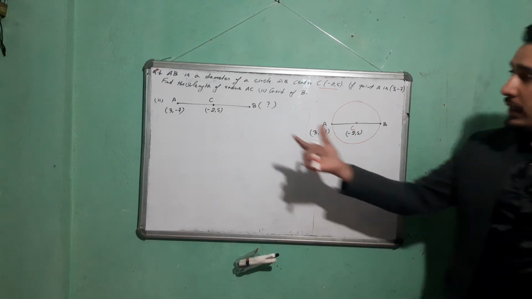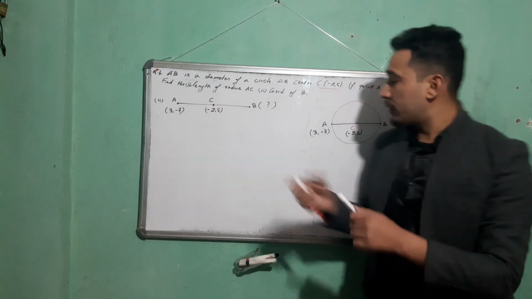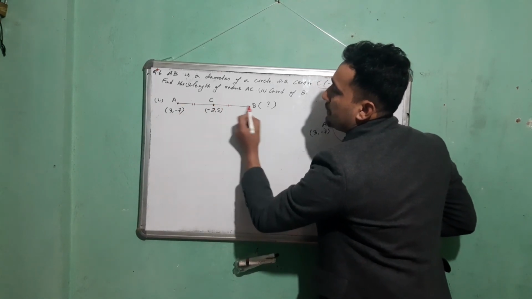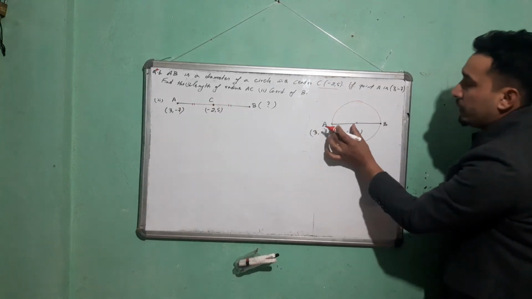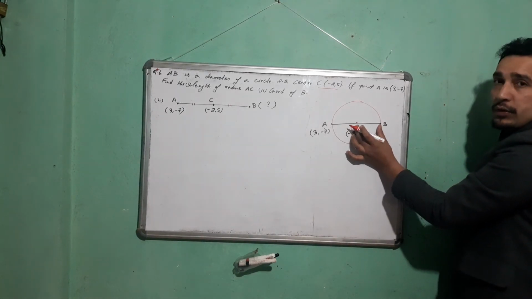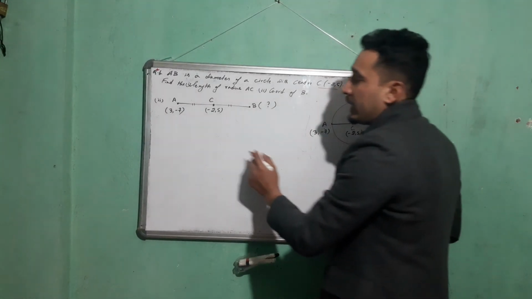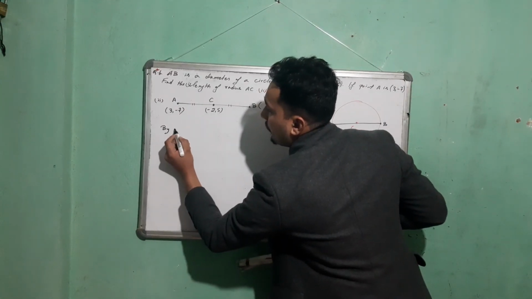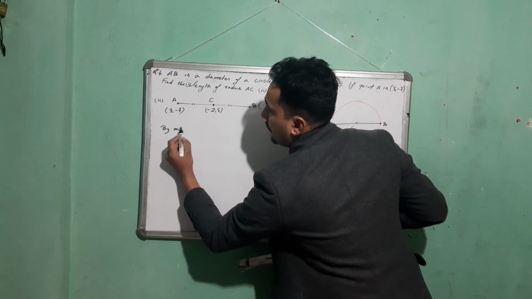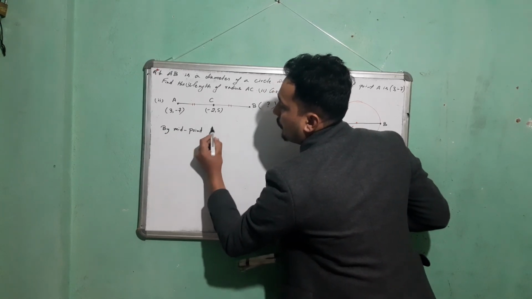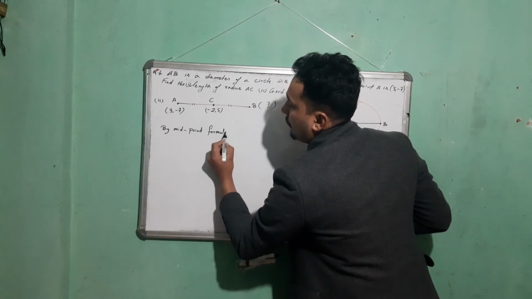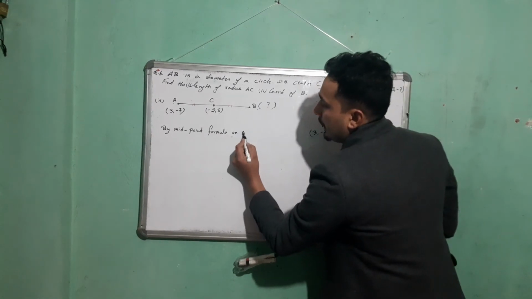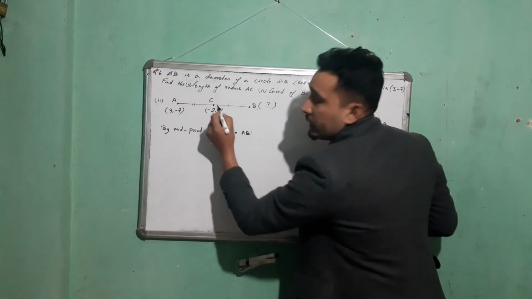For this you can use the midpoint formula. C is the center of the circle, so this part will be equal to this. AC will be equal to CB, since it is the radius of the circle. Here to here is radius and here is also radius of the same circle. So the ratio will be 1:1. So by midpoint formula on AB, not AC, on AB, in the center you have C.